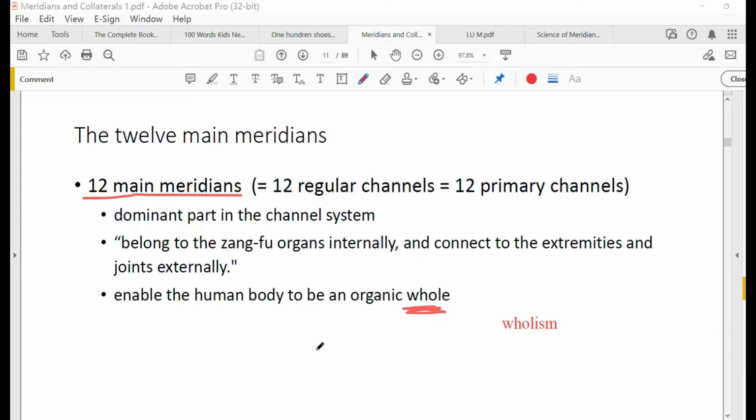So why do we need to see the body as a whole? Because we have meridians. The meridians connect with the organs and connect with the other meridians, making the body a whole.